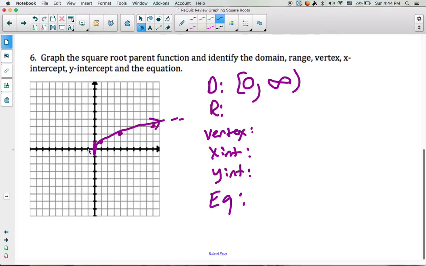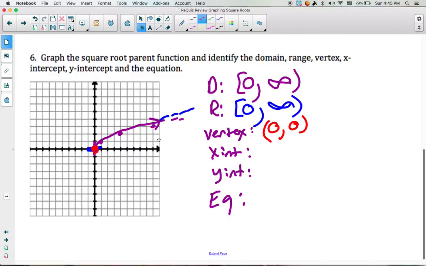The range is the bottom and the top of the graph, so put your finger and go to the very bottom and ask yourself, what is that y value at the bottom? Well, that would be 0. And then put your finger and go up to the top of the graph, which is an arrow. It keeps going up, so if you go up on the y-axis, that would take you to infinity. The vertex is where the graph starts, and that would be right here at this point, and the coordinates of that point would be 0, 0.